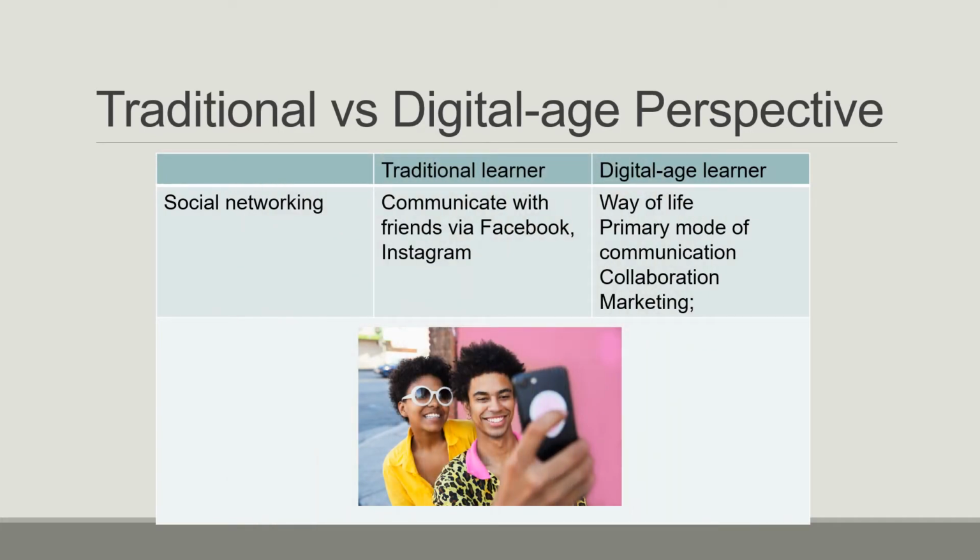Social networking is a tool for communicating with family and friends, but it will not replace the personal touch demonstrated through cards and letters. Although they may use Facebook and Instagram, this is the perspective of a traditional learner. Digital age learners take social networking to another level. Social media is their primary mode of communication. Collaboration, marketing, thought sharing, and job seeking are all done through social media. For the digital learner, social networking is a way of life.